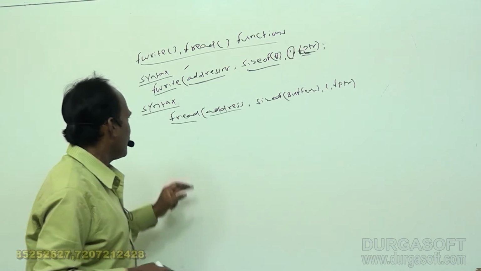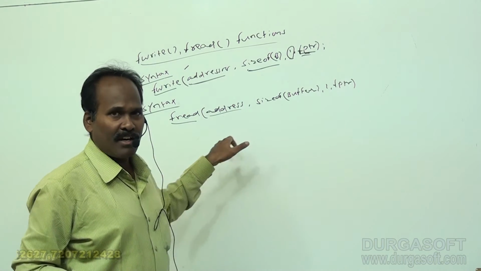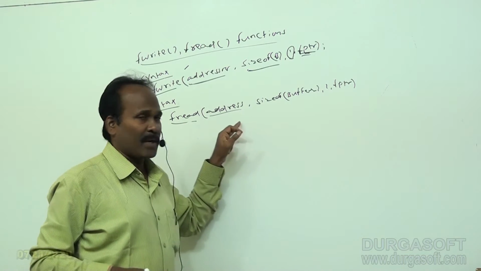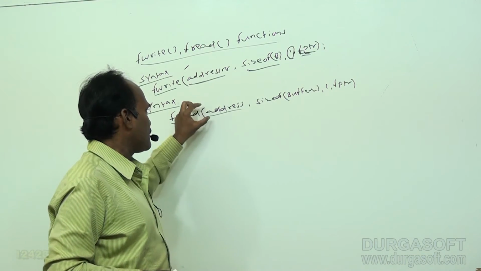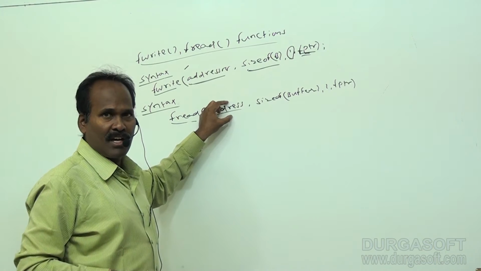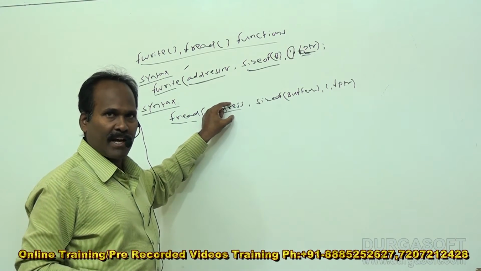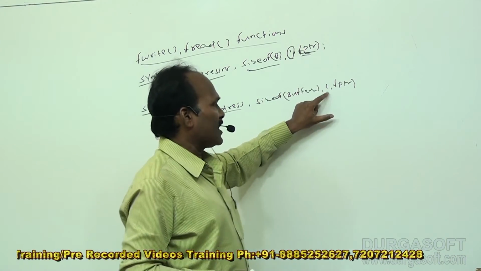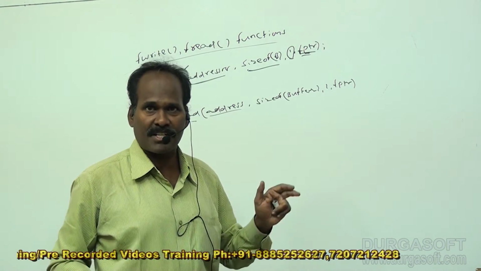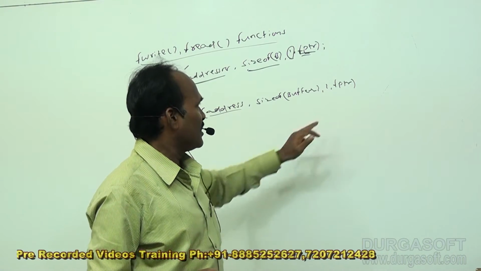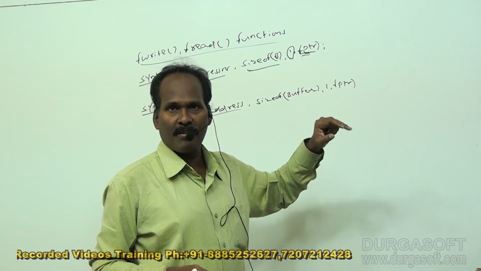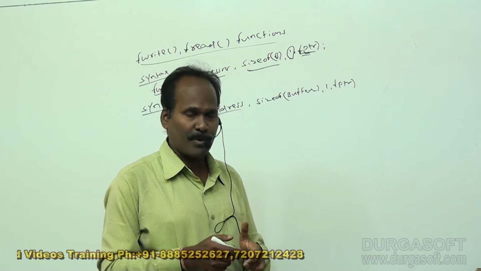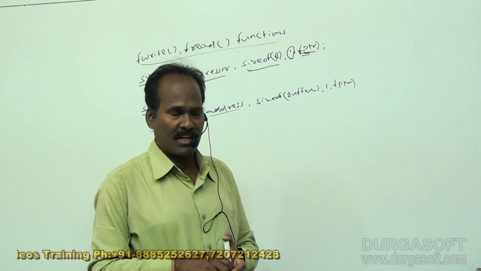Once again I will explain. The fread function is going to read records from a data file. It takes 4 parameters. What are the 4 parameters? The first parameter is the address of the structure or the address of the array. Then the size of the structure or the size of the array. The third parameter is the number of structure records, how many you want to read. The last parameter is the file pointer. So this is about the fwrite and fread functions, input and output operations on data files.